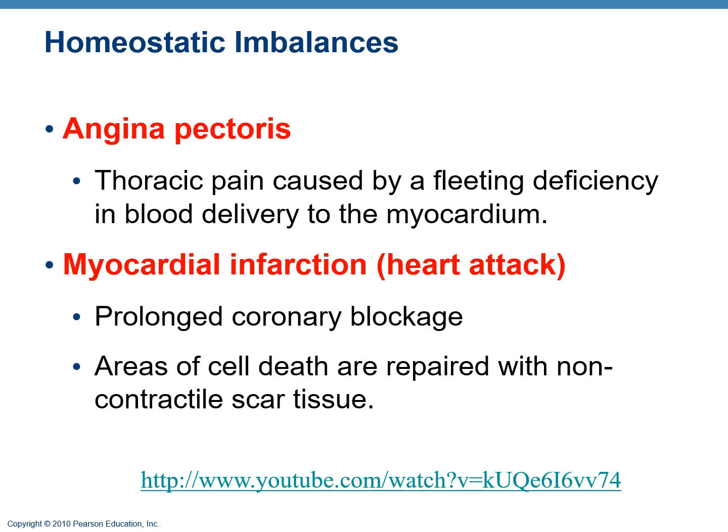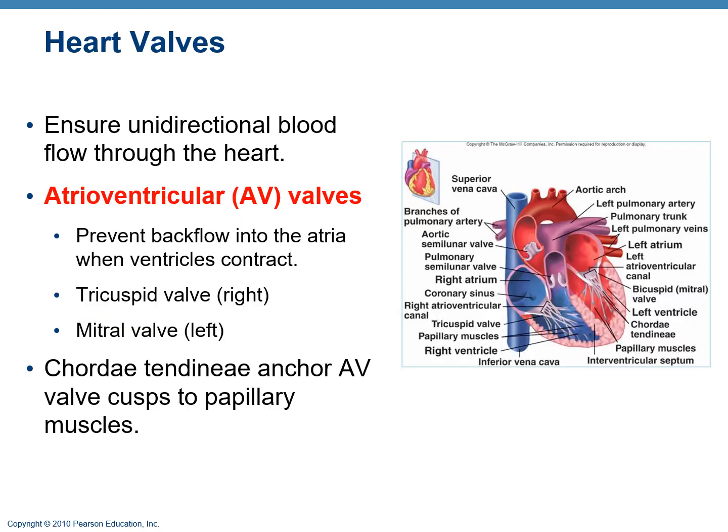In terms of homeostatic imbalances of the heart, angina pectoris is thoracic pain caused by a fleeting deficiency of blood delivery, and therefore oxygen delivery, to the myocardium. People kind of call it agita sometimes. And then a myocardial infarction, my apologies, I can't go back at this point, is when a part of the heart becomes blocked to its blood supply altogether, and because the heart is devoid of oxygen, those myocardial cells die. And remember, muscle tissue and nerve tissue doesn't really regenerate, so it causes permanent damage to that region of the heart.